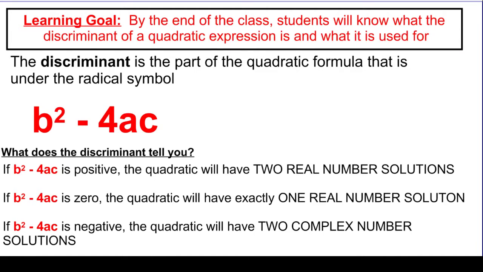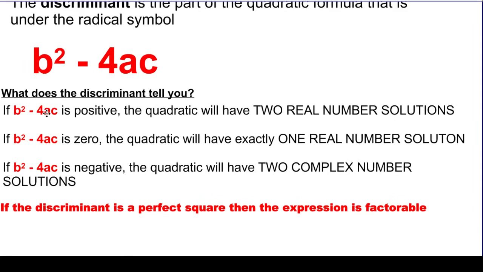So here's what the discriminant tells me. It actually tells me a whole lot about this equation. If b squared minus 4ac, the discriminant, is a positive number, you know that the quadratic, when we solve it, is going to have two real number solutions. We can say it's exactly two numbers. If b squared minus 4ac is exactly 0, we know that when we solve the quadratic, it's going to have exactly one real number solution. That rare case where we only end up with one answer always happens when b squared minus 4ac is 0.